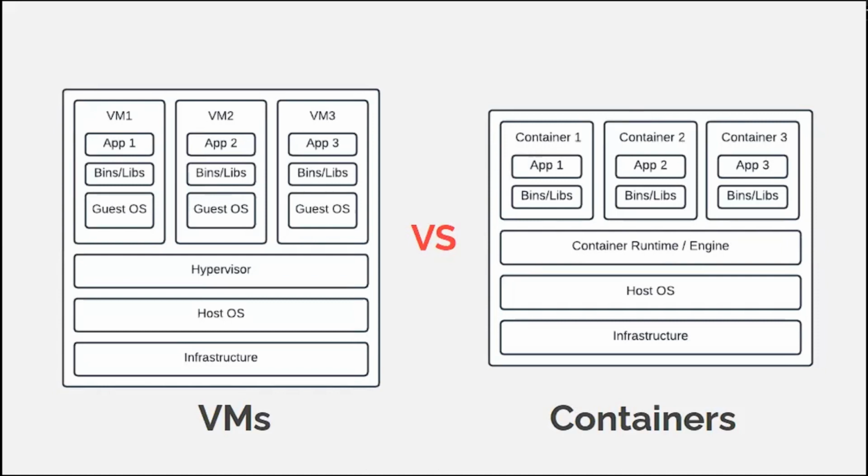If you see this diagram, you can see it is a bit similar, and we are missing some stuff. We have the host infrastructure, which will be on-premise infrastructure or a cloud infrastructure. Then we'll have the host OS of the host infrastructure. For the VMs, we have a hypervisor. For containers, we have something called a container runtime or container engine.